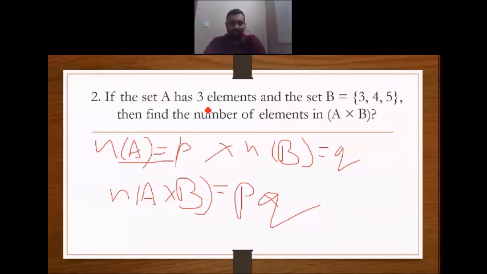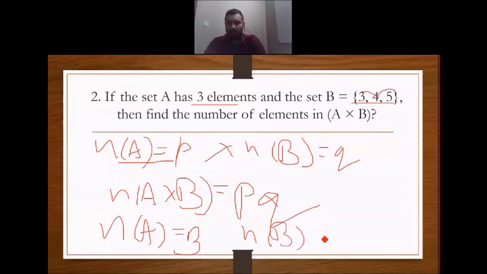So set A has 3 elements, so n(A) is 3. Number of elements in B: B has how many elements? 3, 4, 5, that is 1, 2, 3. So there are 3 elements, so n(B) is also equal to 3. So how many elements are there in A cross B? 3 into 3, we have 9 elements. So this is the solution.